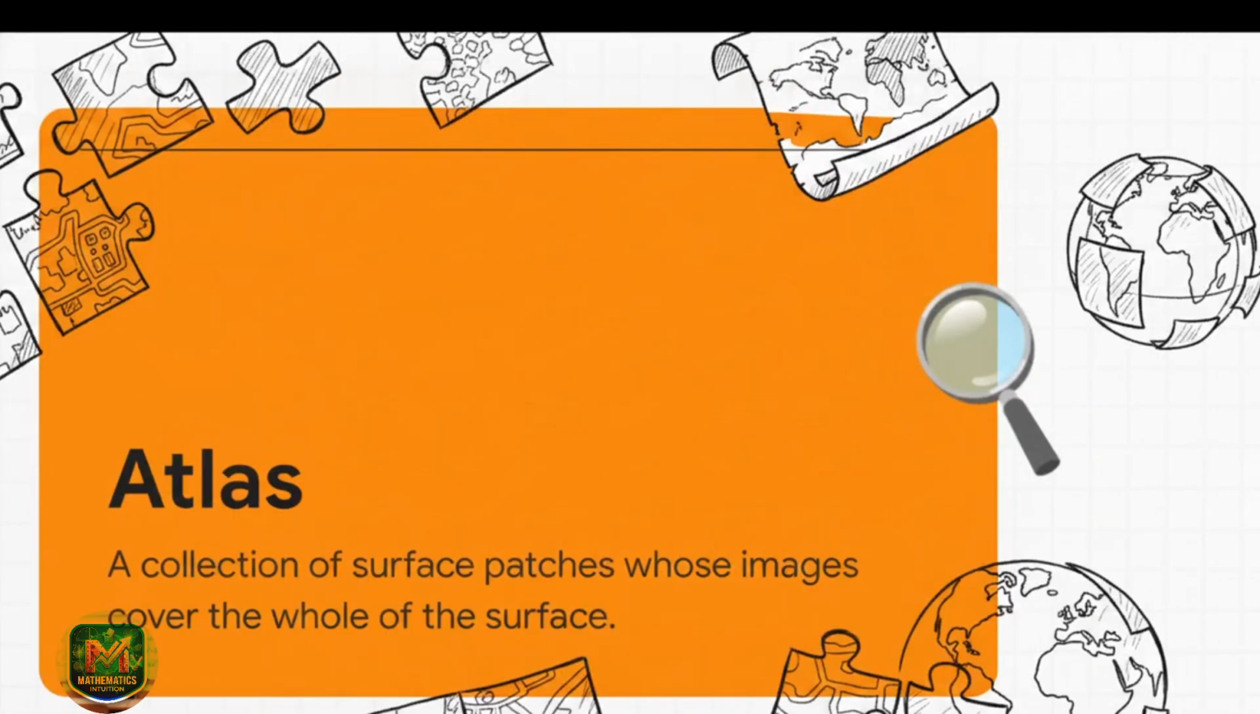But come on, a single page rarely covers the whole city, right? And a single flat map certainly can't cover a whole sphere without tearing or overlapping somewhere. That brings us to the atlas. An atlas is just a collection of these surface patches that, when you combine them, seamlessly cover the entire surface without missing a single spot. Just like mapping the globe requires multiple flat maps to avoid massive distortion up at the poles, complex 3D surfaces mathematically require a full atlas of multiple patches.